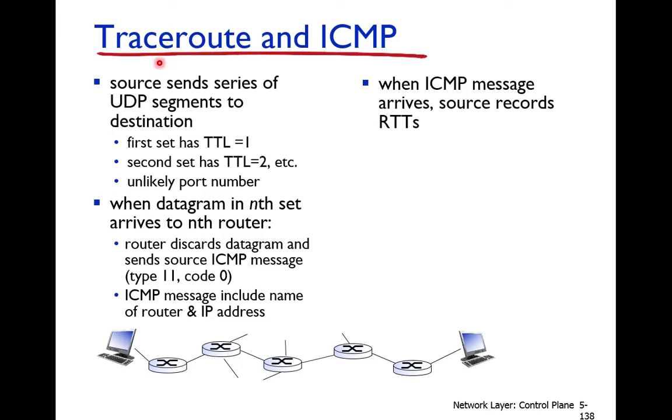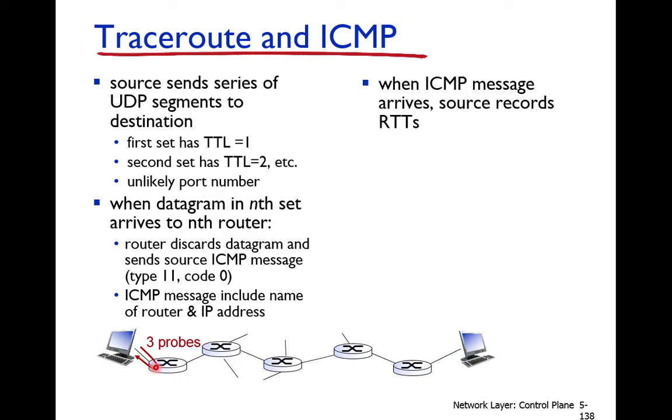And how the traceroute application works: basically the sending machine generates the message with the TTL equal to 1. So TTL equal to 1 means that when this message is sent from here to here, when the message is received here, the message will be discarded.